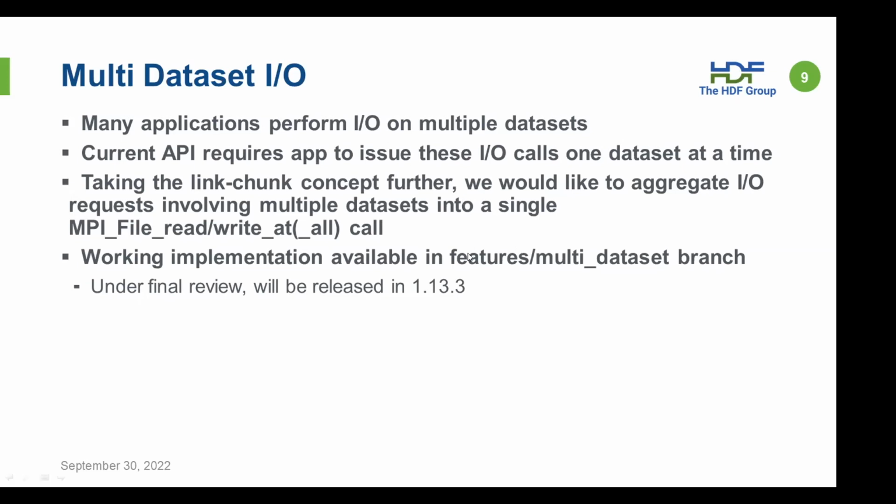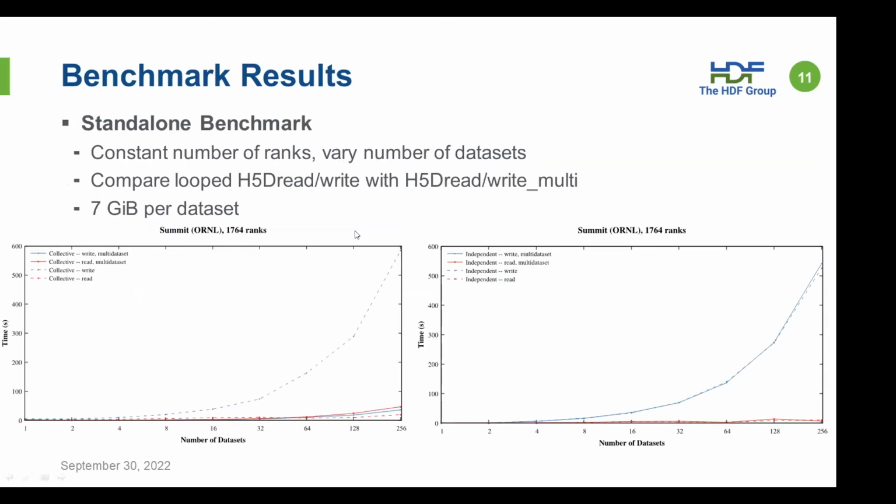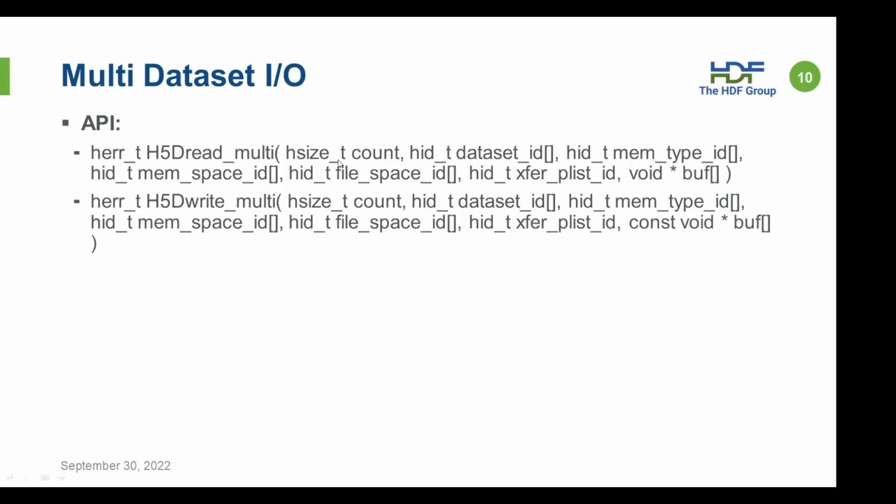Right now it's in the features multi-dataset branch, and it will be merged soon and available in 1.13.3, which is the next 1.13 release. So here's the API real quick. It's very similar to H5Dread and H5Dwrite, except you have this count parameter at the start, which is hsize_t, and that's just the number of datasets. After that, all the parameters are the same, except they've been turned into arrays, except for the dataset transfer property list, which is still static. There's still only one DXPL. Other than that, all the other parameters are arrays, and all the arrays have a length of count.